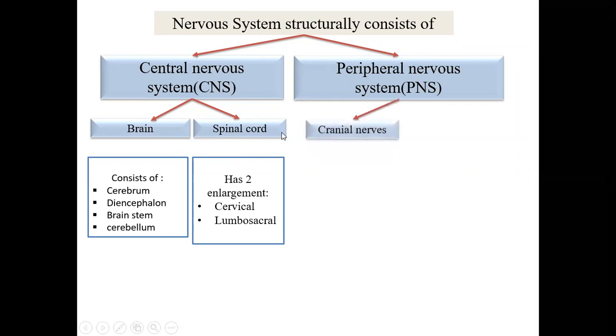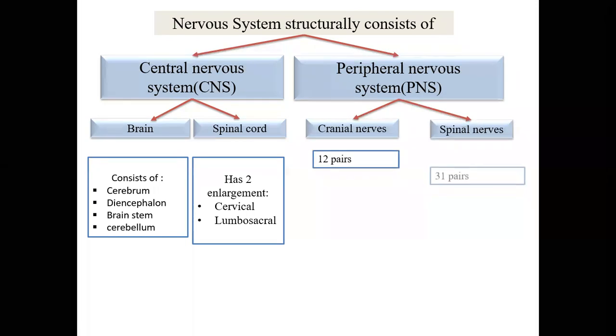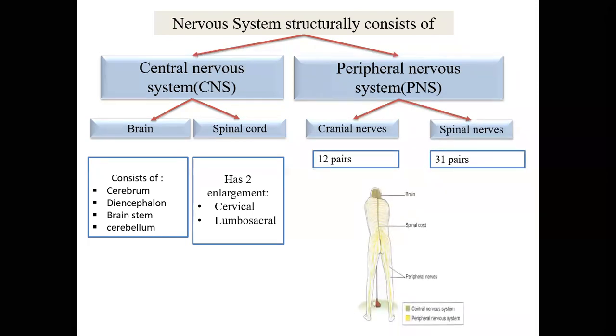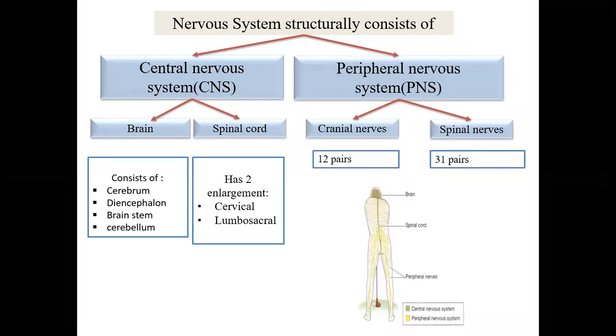Now, if you see the peripheral nervous system, it consists of the cranial nerves as well as the spinal nerves. Two types of nerves come to different parts of the body from the central nervous system. Cranial nerves are those nerves which come from the brain directly. There are 12 pairs. Pairs mean on either side, right and left.